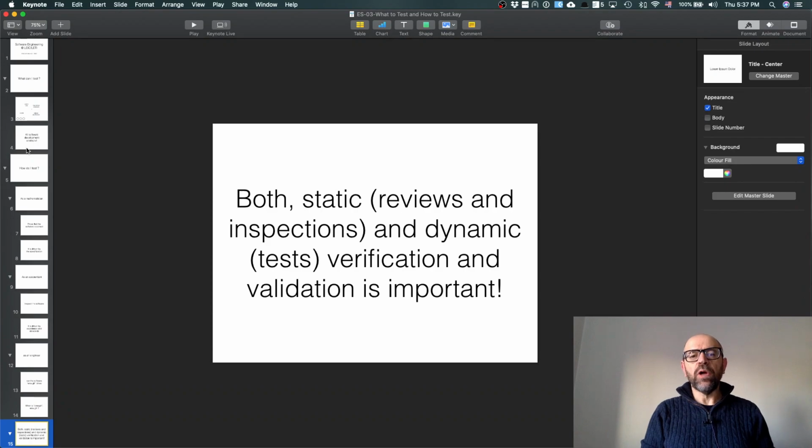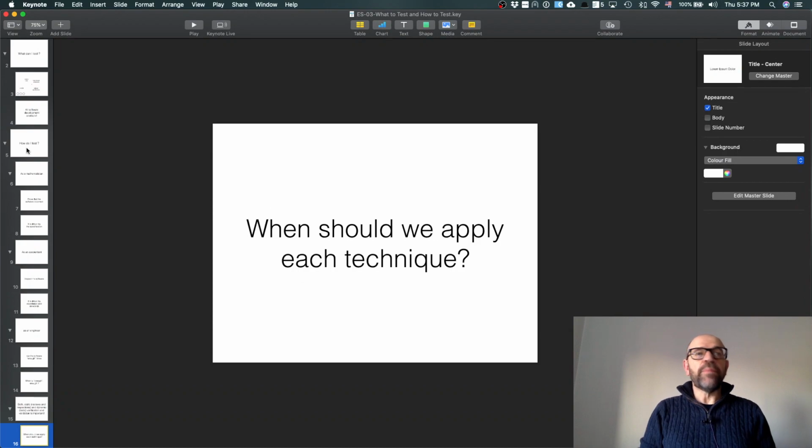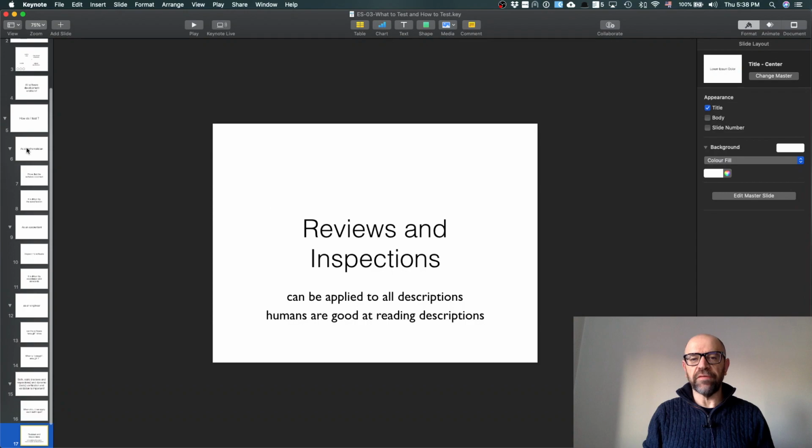So what we'll see is that both static approaches, reviews and inspections, and dynamic ones, test, verification, and validation, are important. So we'll focus a lot on running the code, but actually it's proven that other approaches, based for instance on reviews and inspections, are quite effective in terms of verifying and validating the artifacts, okay? And the point is usually the point of engineering. When should we apply each technique? I think that is the question we keep asking, and that's where the pragmatic software engineer looks, understands what the problem is, and decides which technique to apply for each one of the cases, okay?